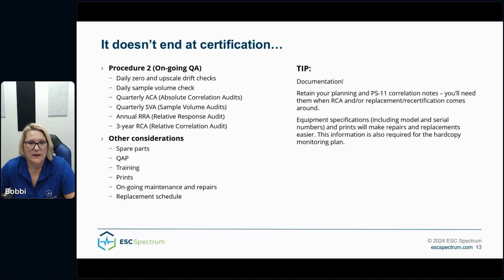Next, you have an annual RRA, which is a relative response audit. It's a 3-run stack test done at found operating conditions to verify the correlation curve.